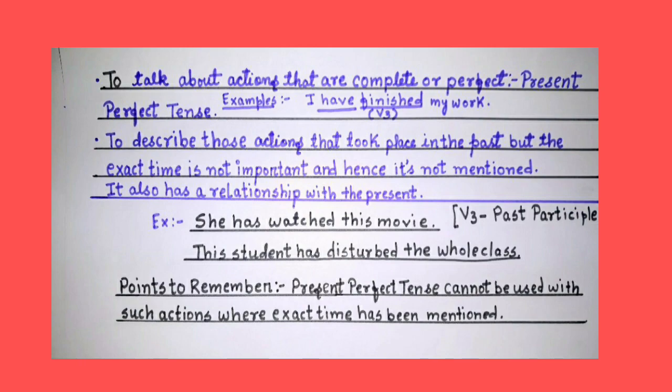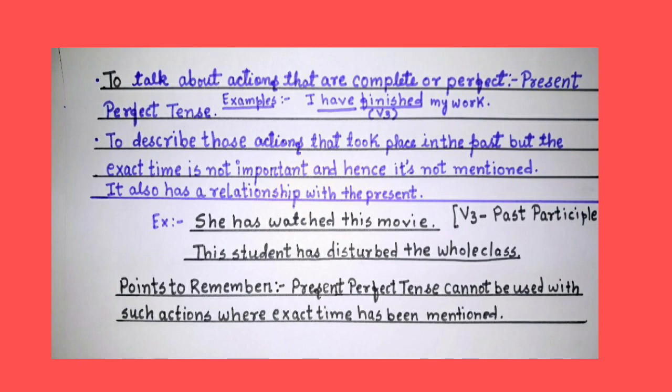For example, I have finished my work. This is an example of a complete action or a finished action. The structure is not that difficult to understand. In this present perfect tense, we use has or have with the third form of verb, which is known as the past participle form of verb. So, the past participle form of verb or the third form of verb finds its use in perfect tense.